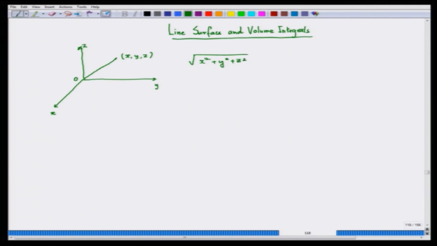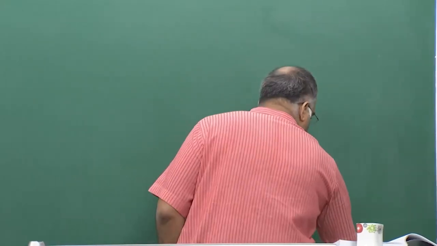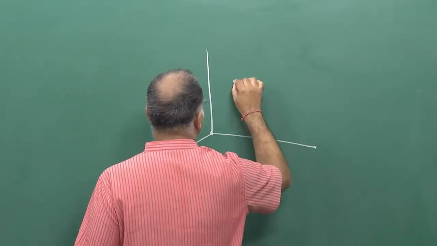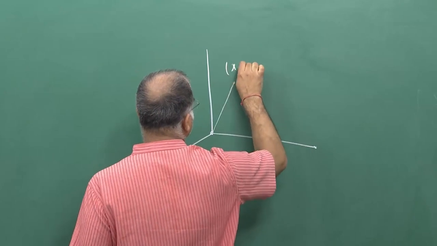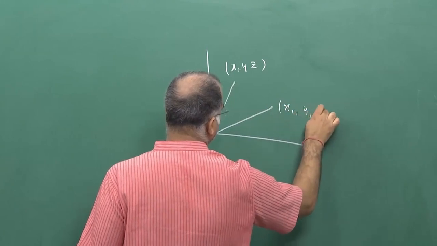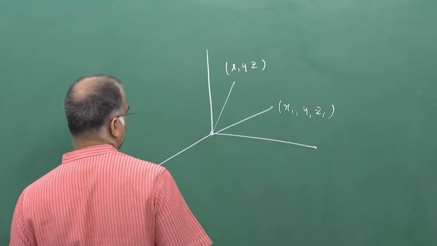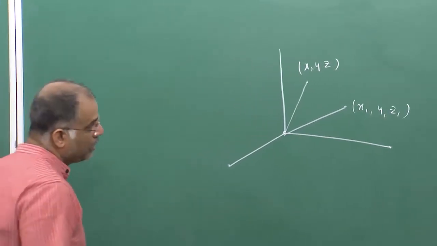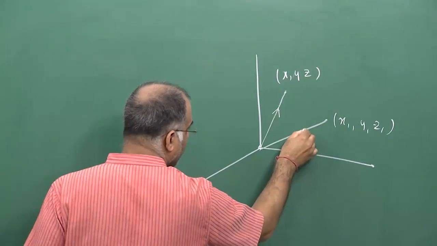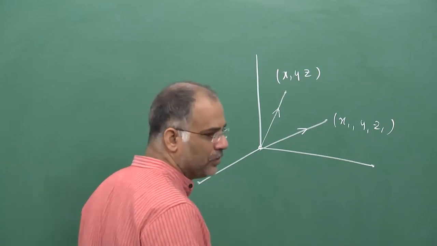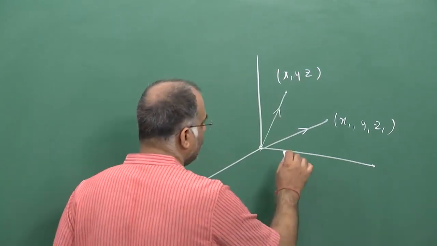Now, if you look at this point x, y, z, it has one direction, if this is the origin. If I take a point here, it gives me x, y, z. And then if I take a point here, it gives me another, x1, y1, z1. These two might be at the same distance from the origin, but they are different objects because they point in different directions. And objects which have both direction and magnitude are called vectors. It is of great importance that we note this fact.